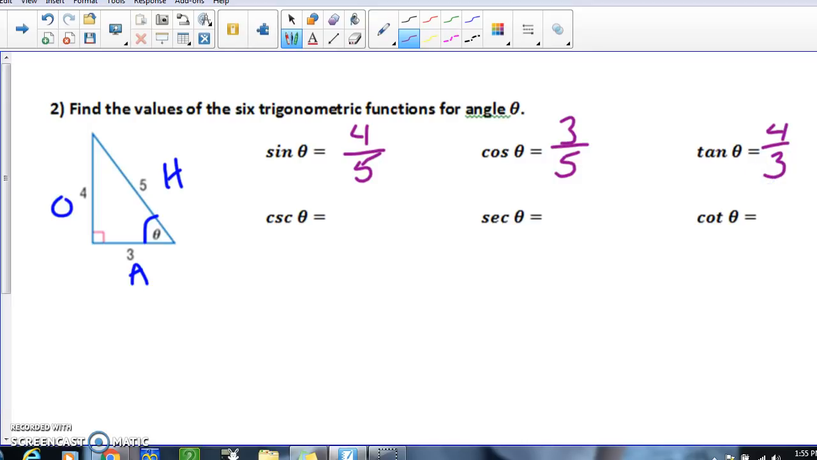Now, those other three functions, you can think of this one of two ways. You can either remember which functions pair up, like for instance, cosecant is the reciprocal of sine, or you can know that cosecant's ratio is hypotenuse over opposite, so that would make that 5 over 4. Same thing with secant. You can remember that secant and cosine pair up, or you can remember that secant is hypotenuse over adjacent, which would make that 5 over 3. And similar with cotangent. Either remember that cotangent and tangent pair, or cotangent is adjacent over opposite, which would make that 3 over 4.